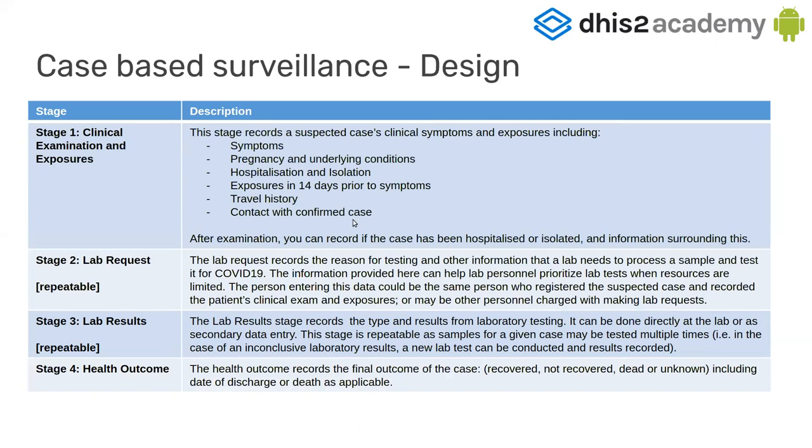Then we have four stages. The first one is going to be the clinical examination exposures, where you will be taking the clinical symptoms and exposures, which include this list here. This is something that is collected in the first phase, and you will see that in the Android, it goes after the enrollment. Then you can have a second stage, which is repeatable, and is when you request the laboratory results. It's explained here. You will see afterwards, and in the support document, all the data elements that have been included in each, then the lab results, and lastly, the health outcome.